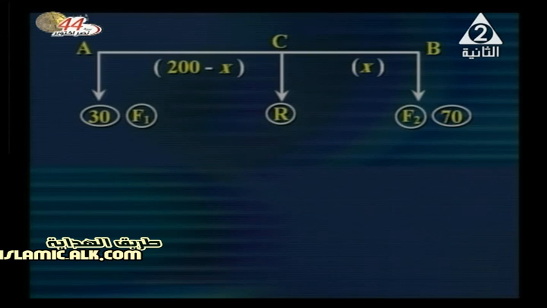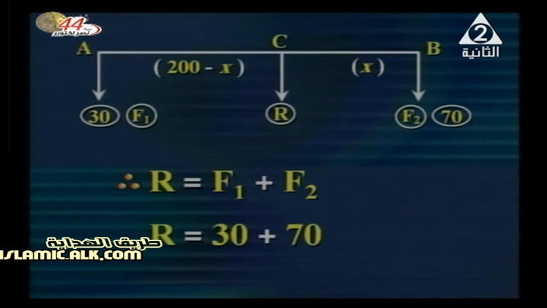Let C belong to AB, such that BC equals x, AC equals 200 minus x. Remark, dear student, R acts at point C. C belongs to the AB line segment. What is the value of R? The value of R equals the sum of the two forces, F1 plus F2 equals 30 plus 70 equals 100 Newton. This is the magnitude of the resultant.